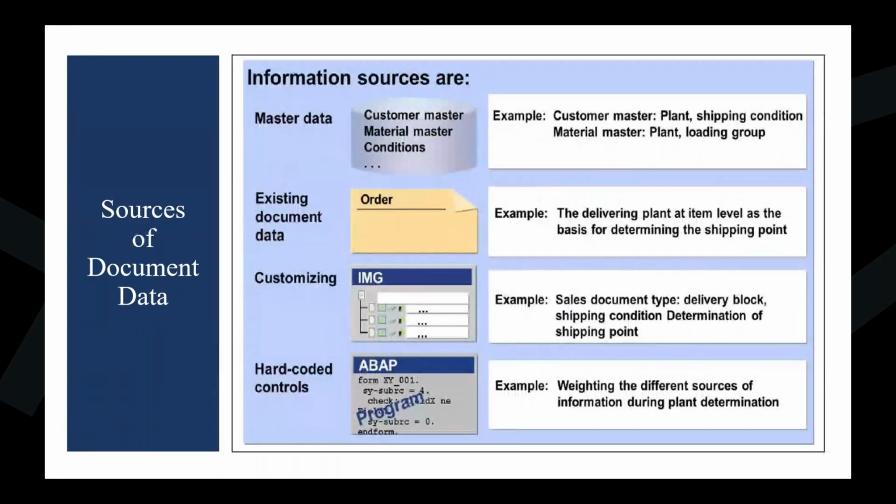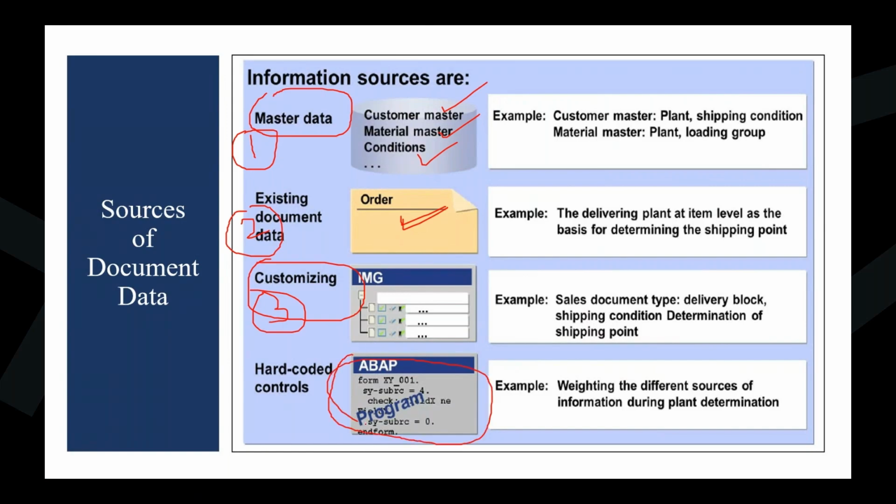Basically, when you create a sales order, the information comes from, first, master data, various master data that we already covered, like customer master, material master, and condition master. The second is existing document data in the sales order itself. I will explain all these things and show you in the system also. Next, some data will come from configuration, customizing. And there is some data you can hard code also through ABAP programming, at the programming level. So it comes from four places actually.